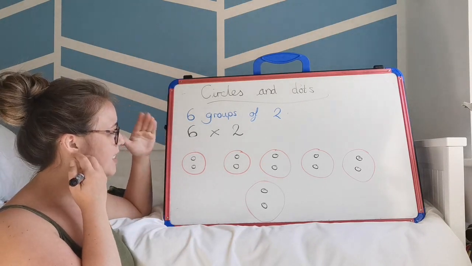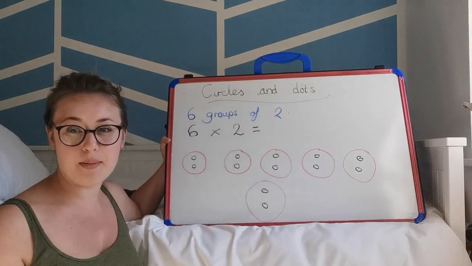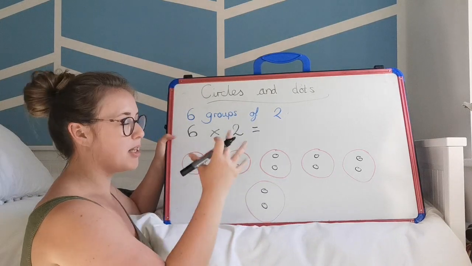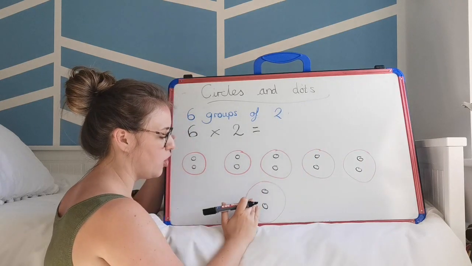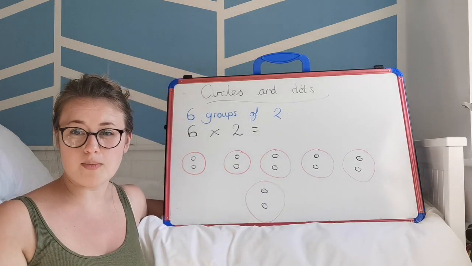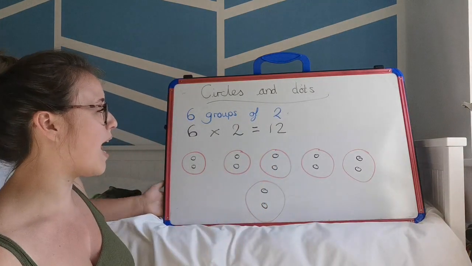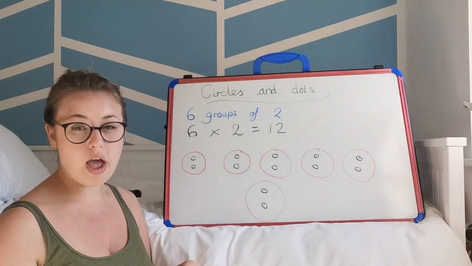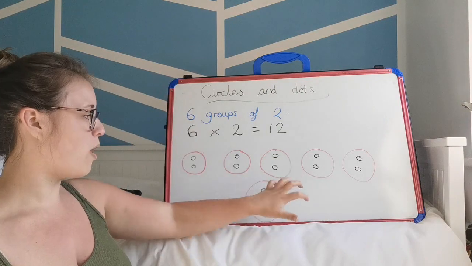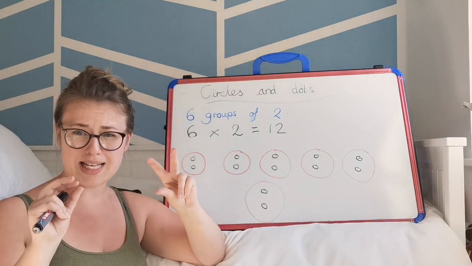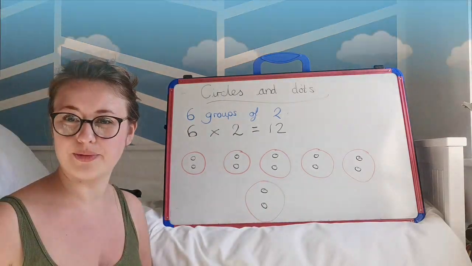So what I've got here is my 6 groups, and in each group there is 2. So now I can count to see how many there are altogether. So 2, 4, 6, 8, 10, 12. If they know their 2 times table, which they probably will, then it's really good for them to count in that number. If they're still quite early on in their journey, then it doesn't matter, they can count these in ones. That's why it's really important to make sure that it's really clear and that you can count exactly how many there are in each.